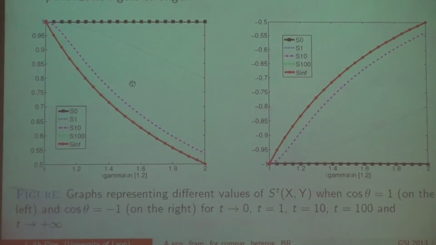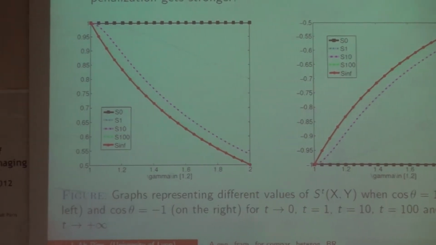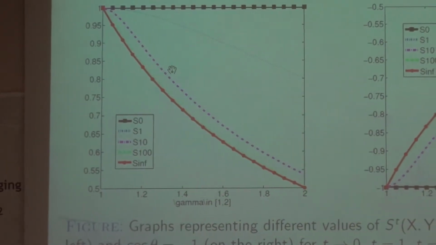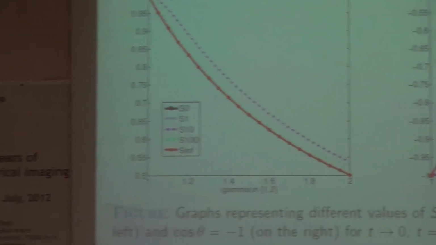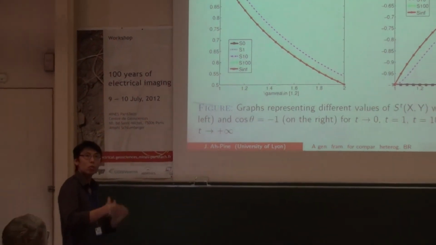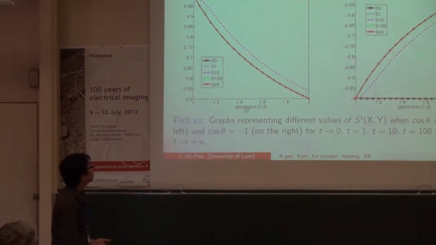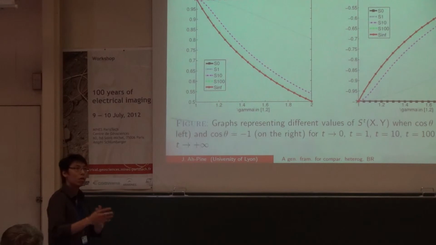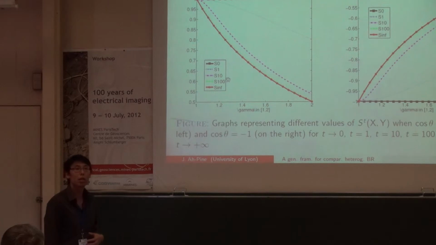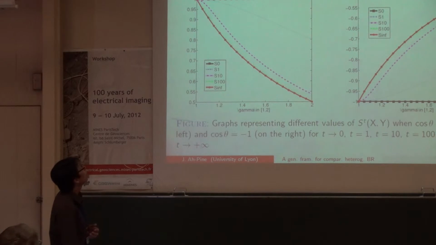So here, let us look at the graph on the left-hand side. Here I took the cosine equals 1. What I want to show you is that now that I introduced gamma, it's an interesting feature to take into account heterogeneity. Typically here on the x-axis, I make gamma vary from 1 to 2. So the greater gamma, the bigger the difference between the norms. And I plotted different ST with different values for T. S0 is this line, and we can see that it is independent of gamma. It's the cosine. Here the blue line is when T equals 1.